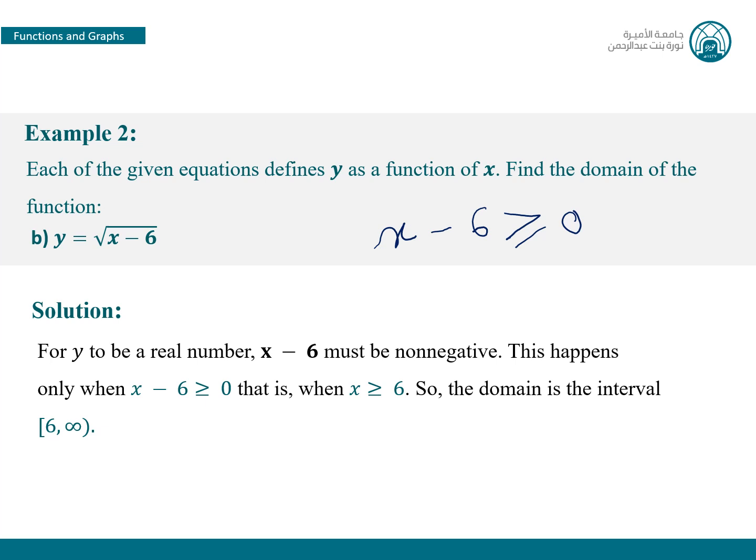How can we solve that? Move minus 6 to the other side, it will be plus 6. So x is greater than or equal to 6, so the domain will start from 6 to infinity. Why do we start with the closed bracket here and this is open? Because it is greater than or equal, so 6 will be closed, and infinity and minus infinity are always open.